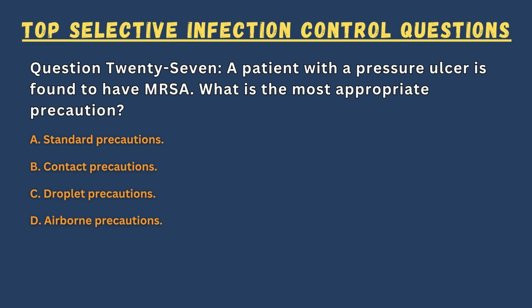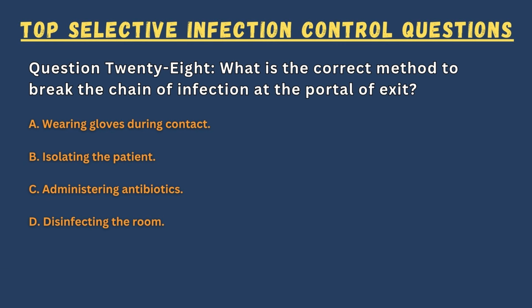Question 27. A patient with a pressure ulcer is found to have MRSA. What is the most appropriate precaution? A. Standard precautions. B. Contact precautions. C. Droplet precautions. D. Airborne precautions. Answer: B. Contact precautions.